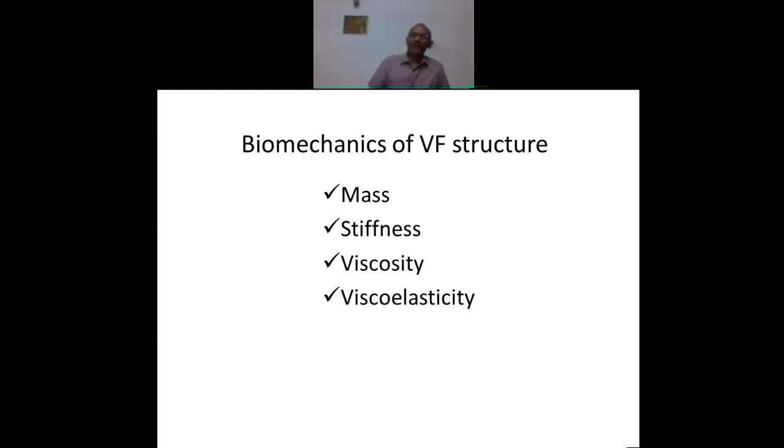Now coming to biomechanics of the vocal fold structure. So for all these things to happen, if you understand, there are a few parameters for the structure. So one is mass, stiffness, viscosity, viscoelasticity. Of these, the first two are very, very important for you to understand, the concept of mass and stiffness, because again, you keep in mind that particular table which I showed, the action of each muscle. So each muscle contracting would affect the first two parameters. Okay. Let's look at these now.